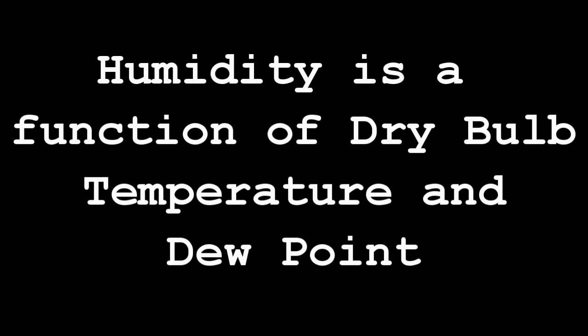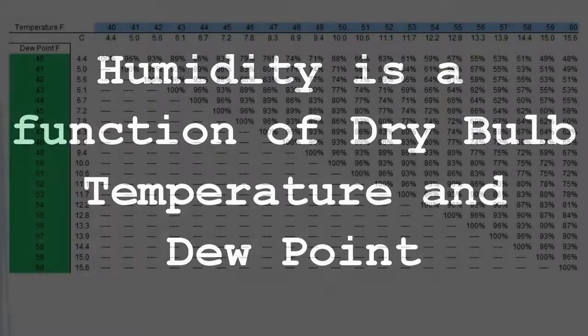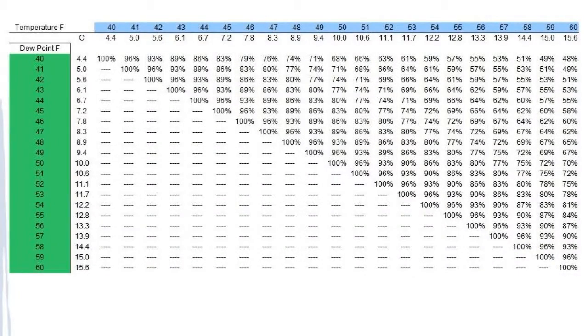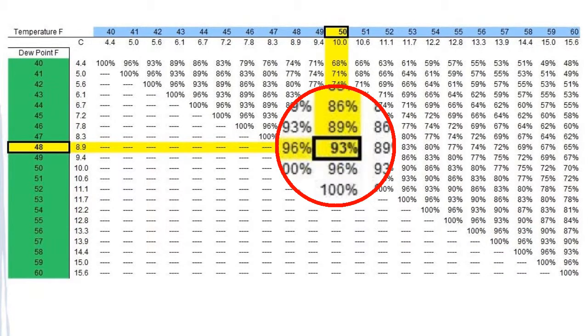You cannot control relative humidity since it's made up of two variables, the dry bulb temperature and the dew point in the room. But we can control the dry bulb temperature, which is across the top, and the dew point, which is down the side, to maintain the desired relative humidity.